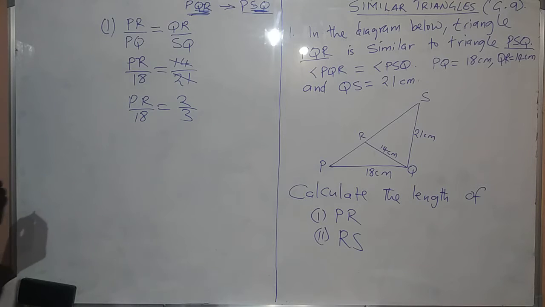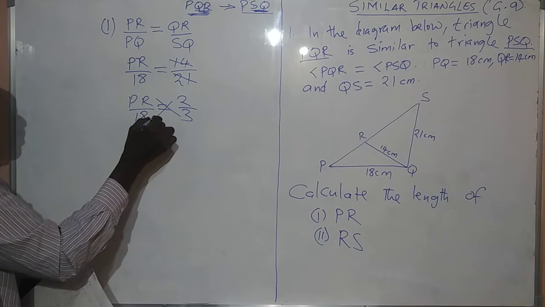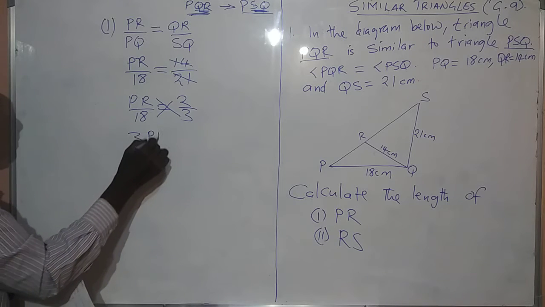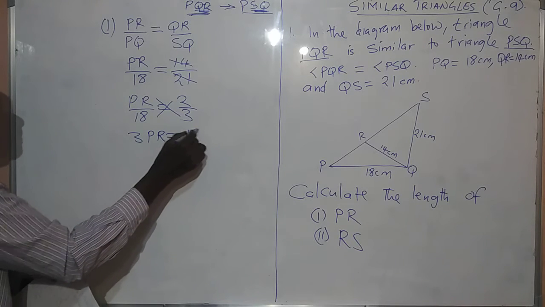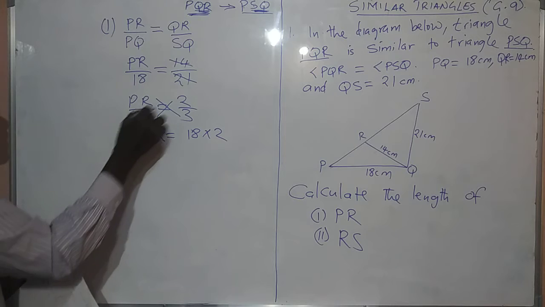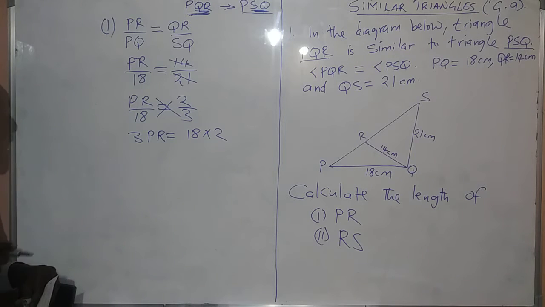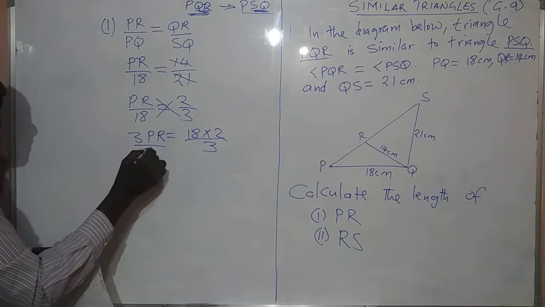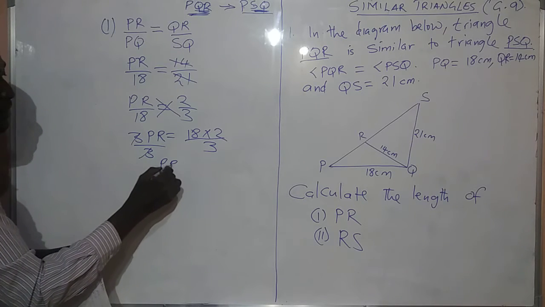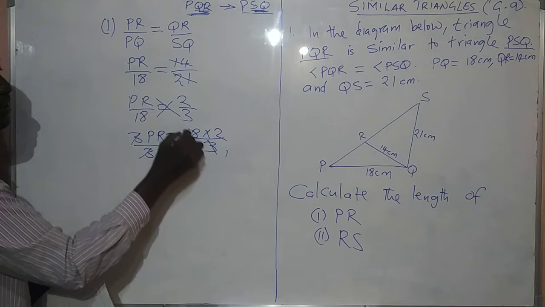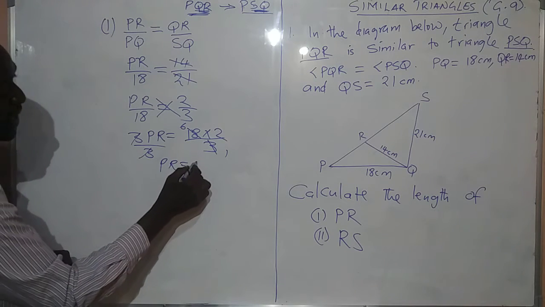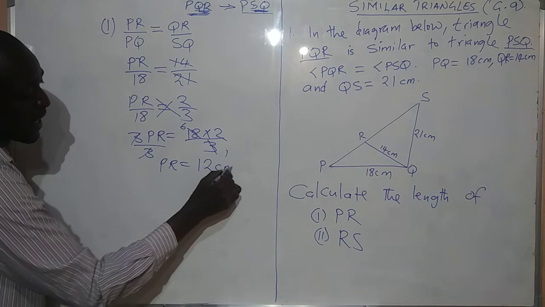And then we can cross multiply. We are going to have 3 times PR, so 3PR is equal to 18 times 2. And then we can divide by 3 on both sides. So PR is 18 divided by 3, that's 6, so 6 times 2, we are going to get 12 centimeters.